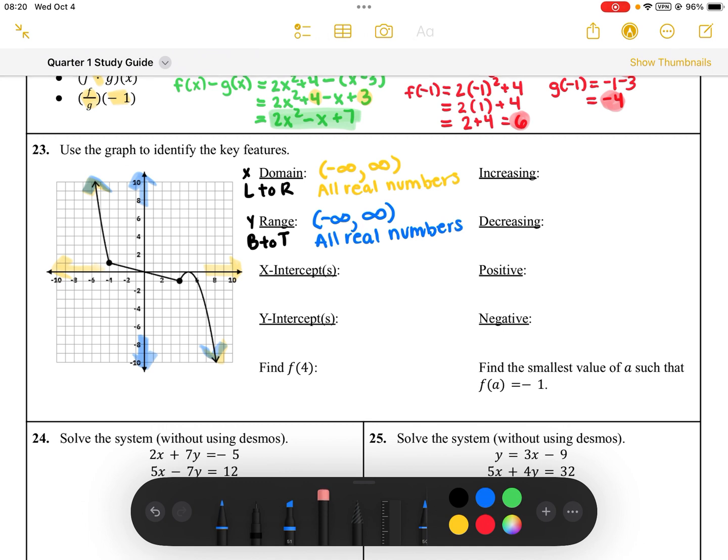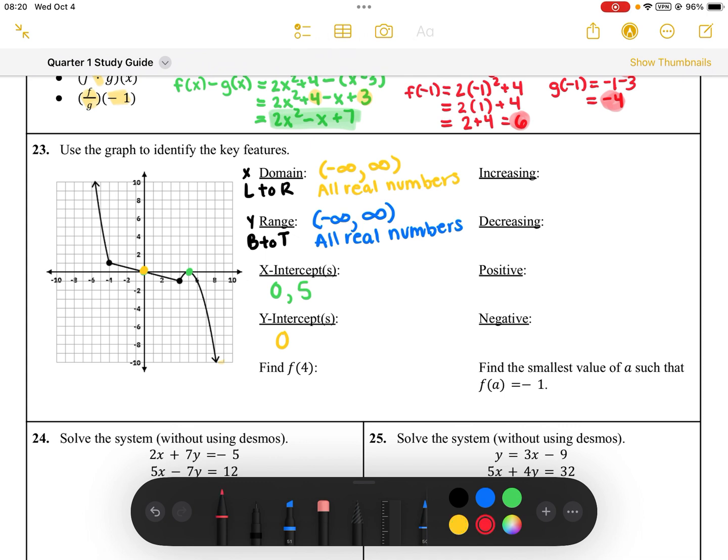X-intercepts are going to be where my graph crosses the x-axis. So where it crosses the x-axis, right here and here. So my x-intercepts will be 0 and 5. Y-intercepts are where it crosses the y-axis, which is only going to be here at 0. So 0 is an x-intercept and a y-intercept.